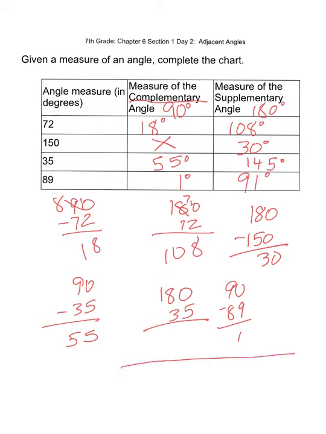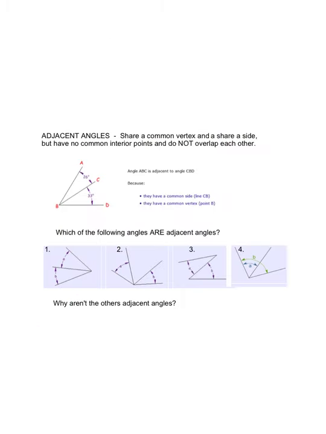So supplementary angles add together to make a straight line. Complementary angles add together to make 90-degree angles. So if I just added 90 degrees to each of my complementary angles, that got me my supplementary angle. All right, so let's learn something new.